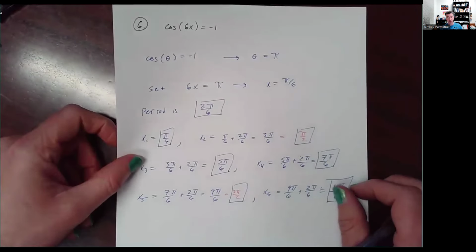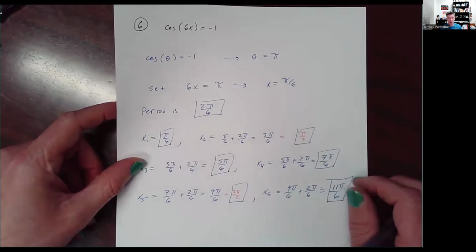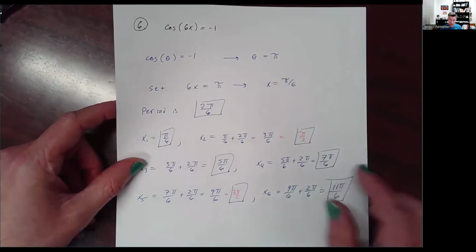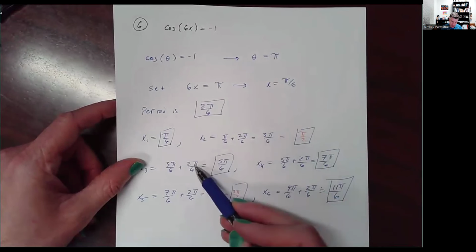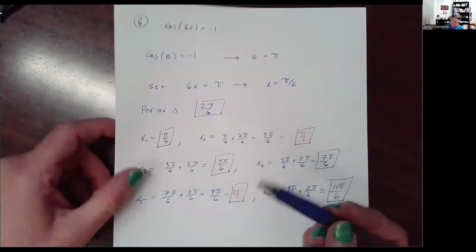Yes, so it is important to reduce your answers when you enter them into Canvas. But as far as doing this work here, it's actually better to leave this unreduced so that it's easy to add on 2 pi over 6 to get the next answer.